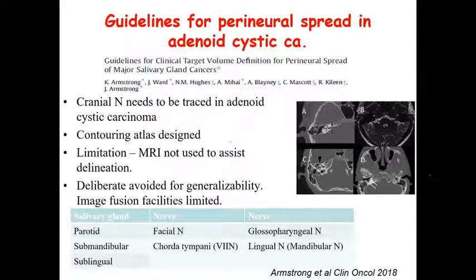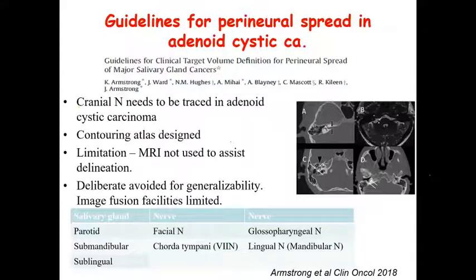I mentioned other histologies, and they have different spread patterns. The classic example being adenoid cystic carcinoma, where perineural spread or neurotropism is a known fact. So here we know that cranial nerves need to be traced up to a point in these tumors. And so the guidelines came up in 2018, and they have given us the contouring atlas for delineating which nerves and up to what point in these tumors, in all these major salivary gland adenoid cystics.